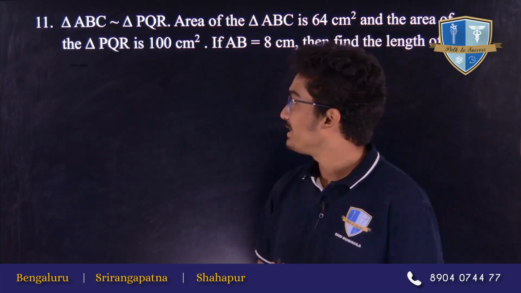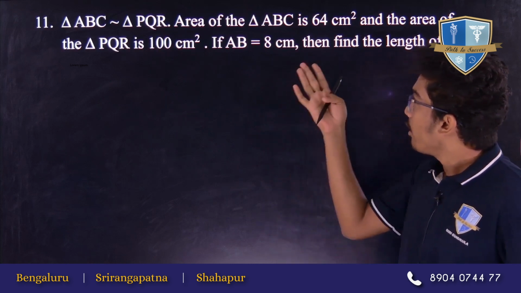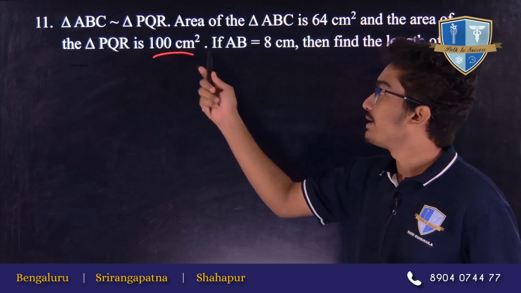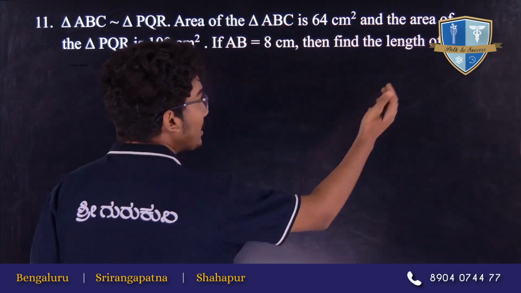So our next question is, triangle ABC is similar to triangle PQR. Area of triangle ABC is 64 centimeters square and area of triangle PQR is 100 centimeters square. AB is equal to 8 centimeters. Then what will be the length of PQ?